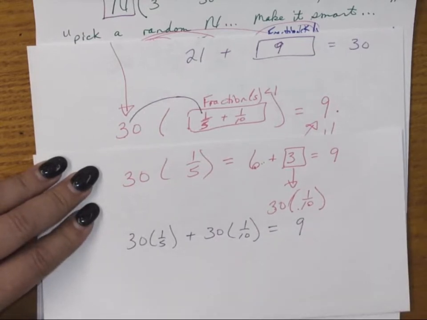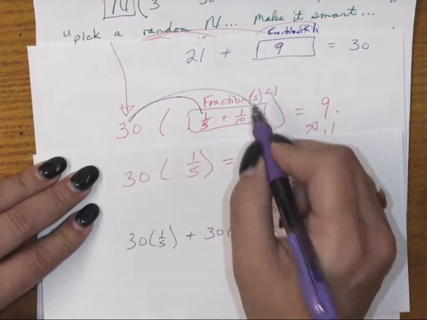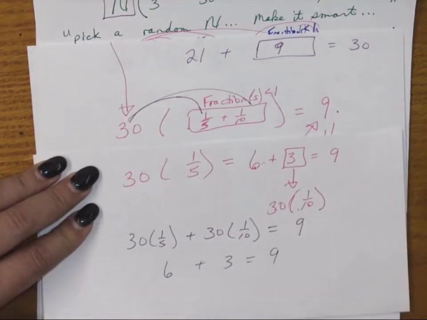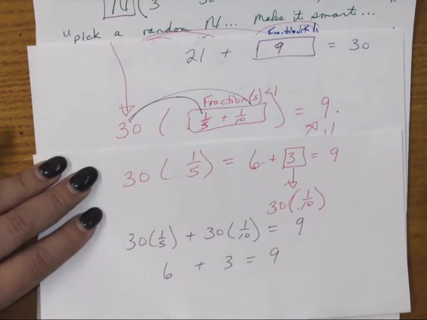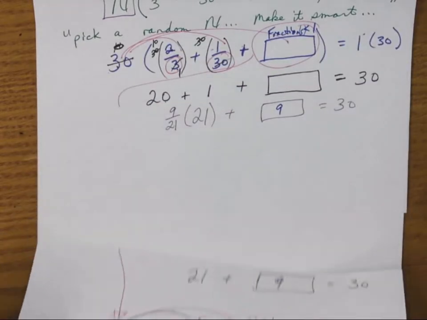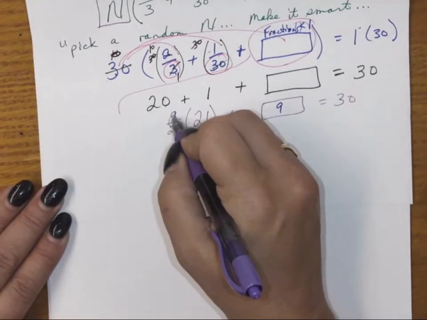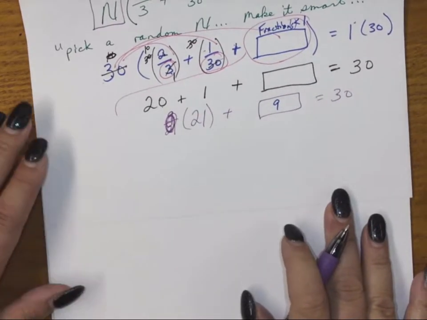That's what I've got. So 30 times 1/5 is 6. 30 times 1/10 is 3. Sure enough, that equals 9. Okay. So let's go back up to our original problem, shall we? To our original problem. Here we are.